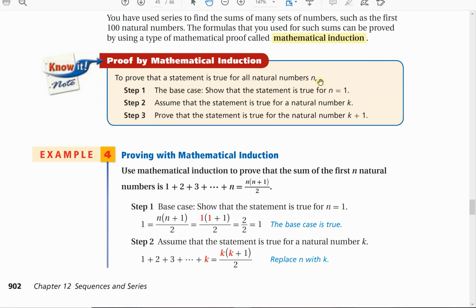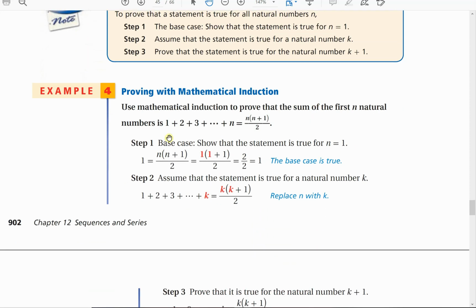To prove that a statement's true for all numbers n, first of all, you show it's true for n equals 1, and then we assume it's true for k, and then we try to prove that it's true for k plus 1. So they say the sum of the first n numbers is n times n plus 1 divided by 2. That was something we talked about in lesson 12.2. So let's see if it's true for 1. Plug in 1. 1 times 1 plus 1 divided by 2. Yep, it's true for 1. If n equals 1, the sum is 1.